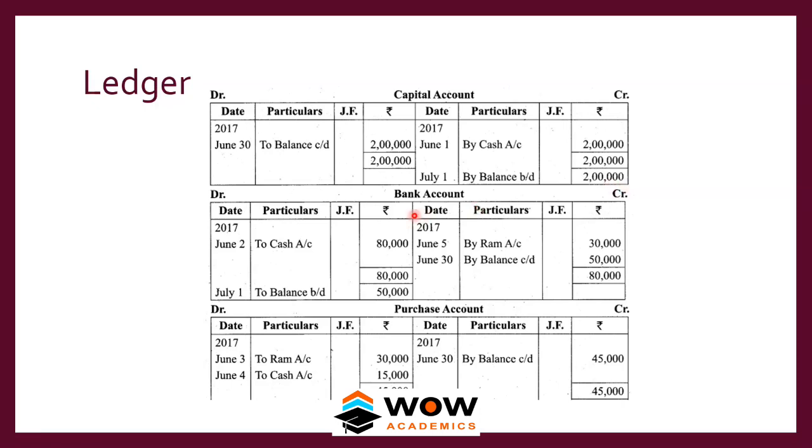If you want to find out what's the bank balance of this company on 1st July, it's very simple. It's 50,000. You don't need to go and search for each and every individual entry in your journal. It's so quick. You can easily find out what your balance is. So that's the power of the ledger here.